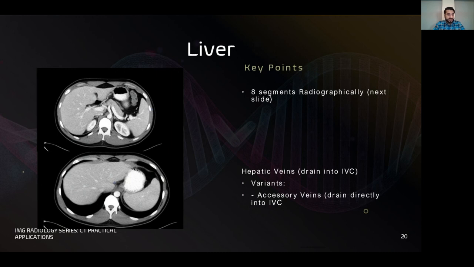So the structure that we use is the hepatic vein. The hepatic vein essentially drains the liver into the vena cava. Don't confuse that with the portal vein, which drains the superior mesenteric vein and the splenic vein. So the hepatic vein is what drains the actual liver itself and splits the liver into 8 different segments. These are some of the branches: the middle, the left, and then the right. So that's the hepatic vein.